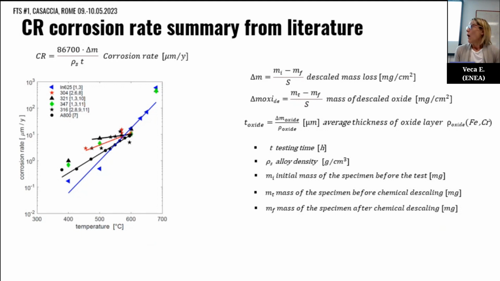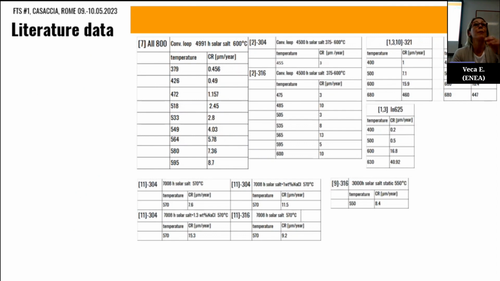Okay. On the left side, there are all the definitions that you find in literature about the corrosion rate and all the variations of mass associated with the process. I also reported all the literature data that I used to plot the graph that I showed you before. You can find all the references here. I reported the data and also again the publication.